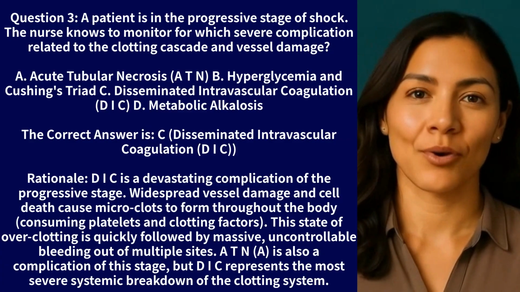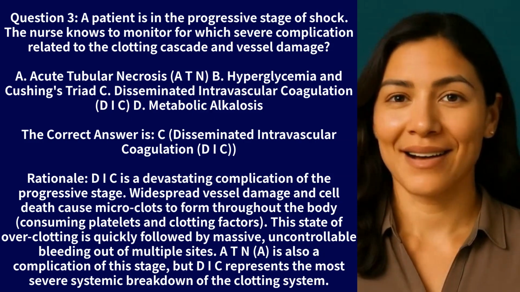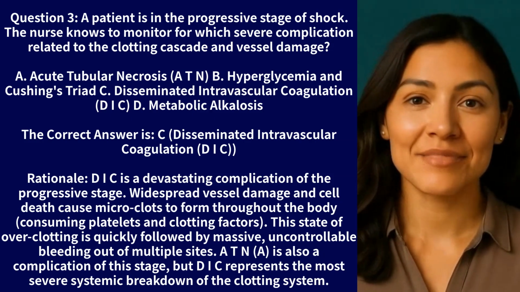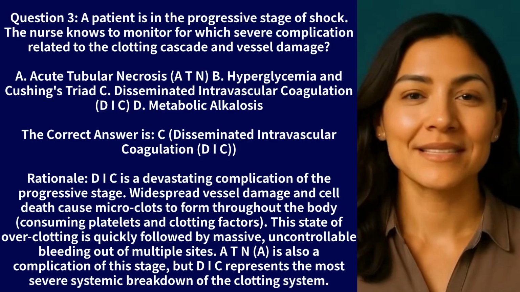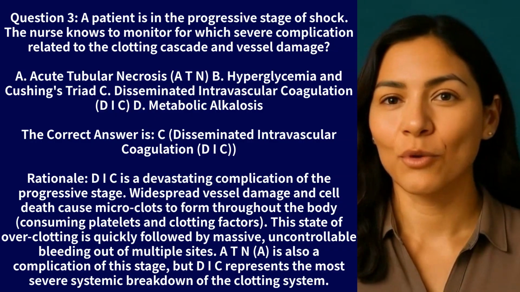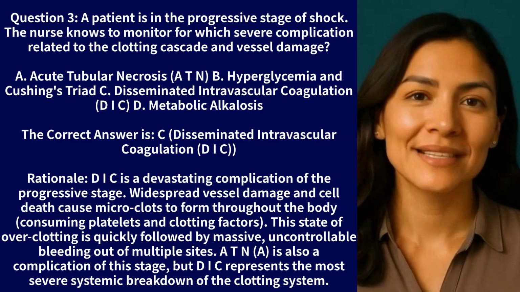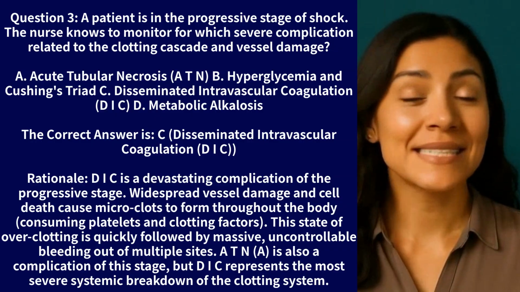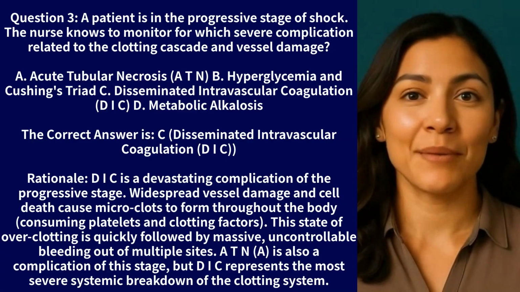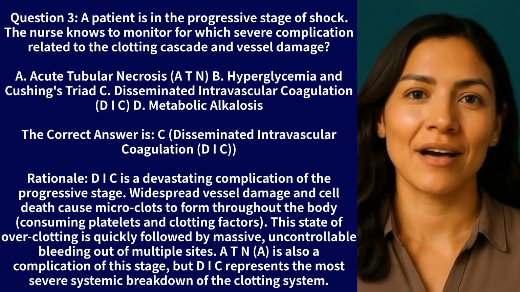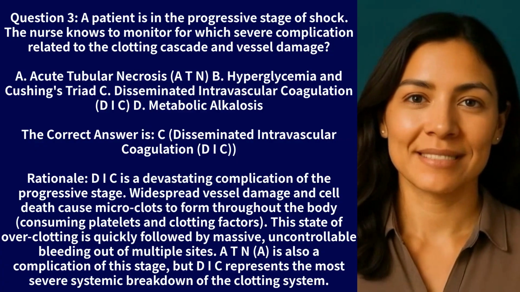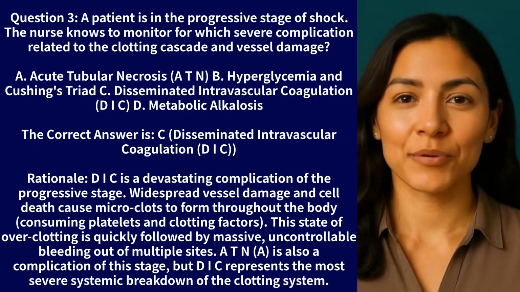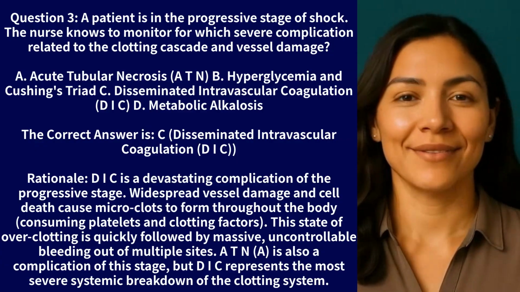Disseminated intravascular coagulation. Rationale. DIC is a devastating complication of the progressive stage. Widespread vessel damage and cell death cause microclots to form throughout the body, consuming platelets and clotting factors. This state of overclotting is quickly followed by massive, uncontrollable bleeding out of multiple sites. ATN is also a complication of this stage, but DIC represents the most severe systemic breakdown of the clotting system.